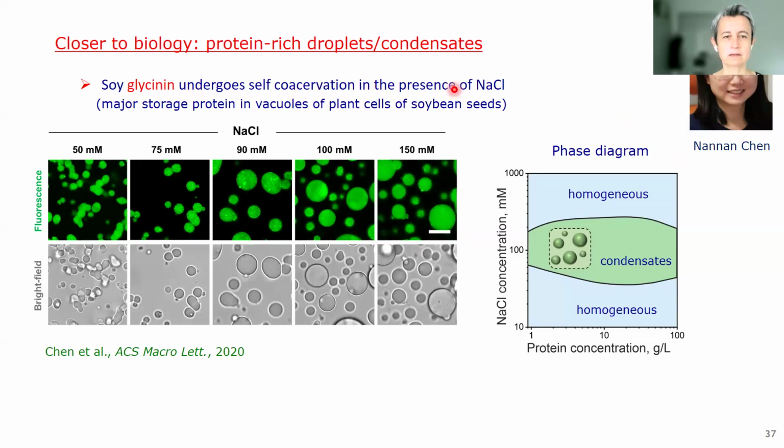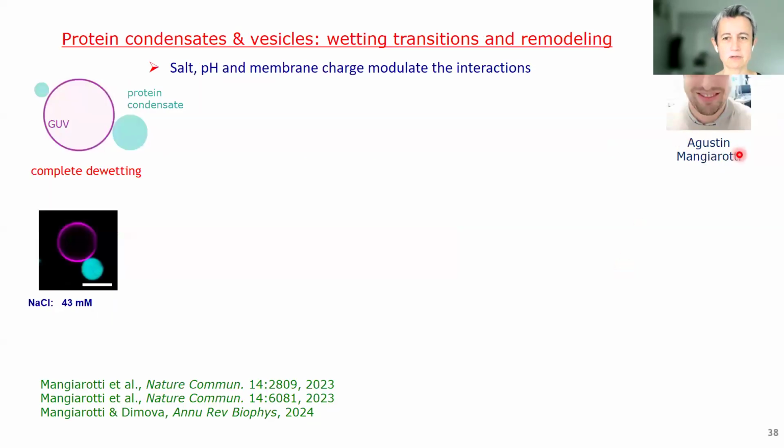And now she looked at what happens to glycinin in solutions when you change salt, pH, temperature. And she could resolve the phase diagram of this system, finding a region in the phase diagram where condensates form, or droplets form, protein-rich droplets. And then Agustin Mangiarotti in the group brought these condensates in the vicinity of giant vesicles and looked at how they interact.